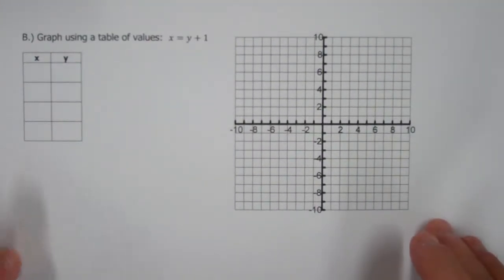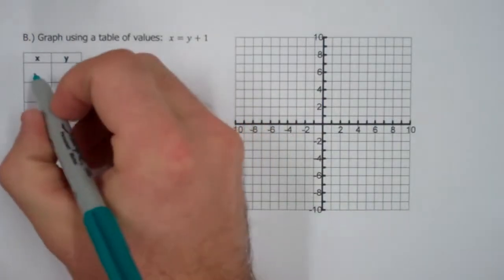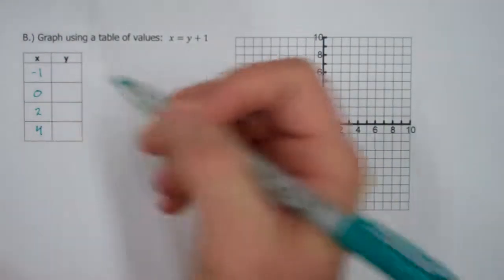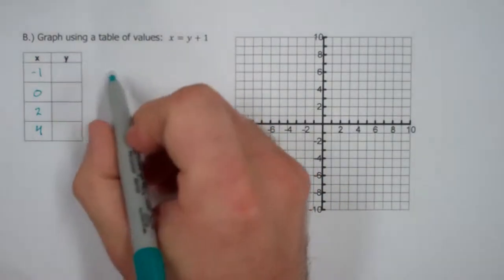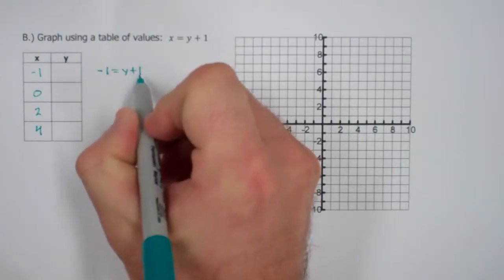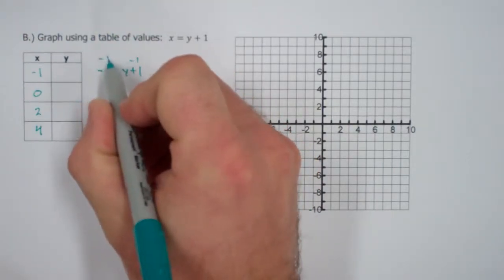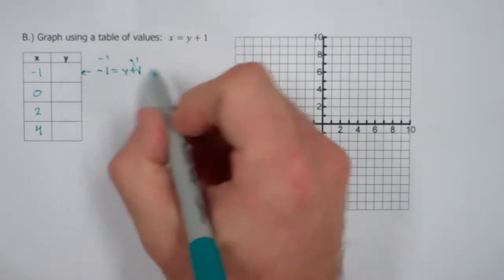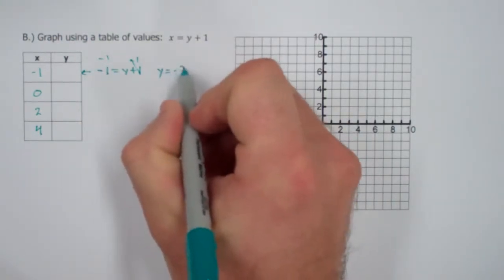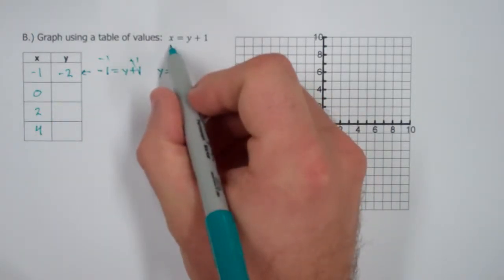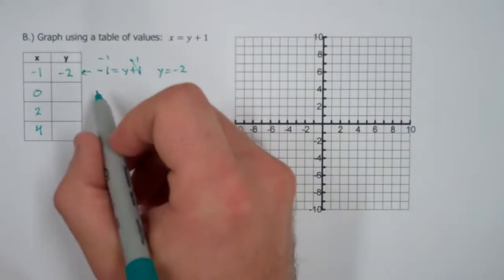Let's try B. We're going to do the same thing here. Maybe we'll choose -1, 0, 2, and 4 just to be a little different. So this time the x is here, so we'll have -1 is equal to y plus 1. Then we'll need to subtract 1 from each side. So y will be -2. Be careful where the variable is you're substituting. Sometimes the y is on the left by itself, sometimes it's not.